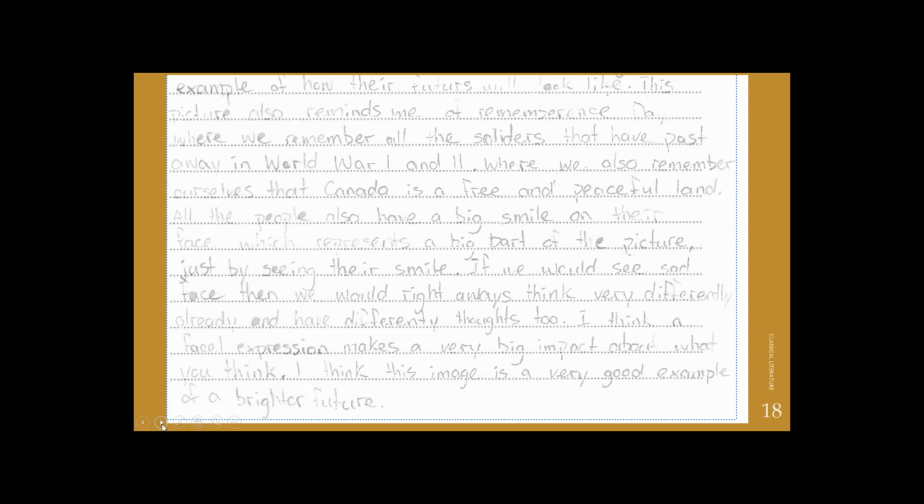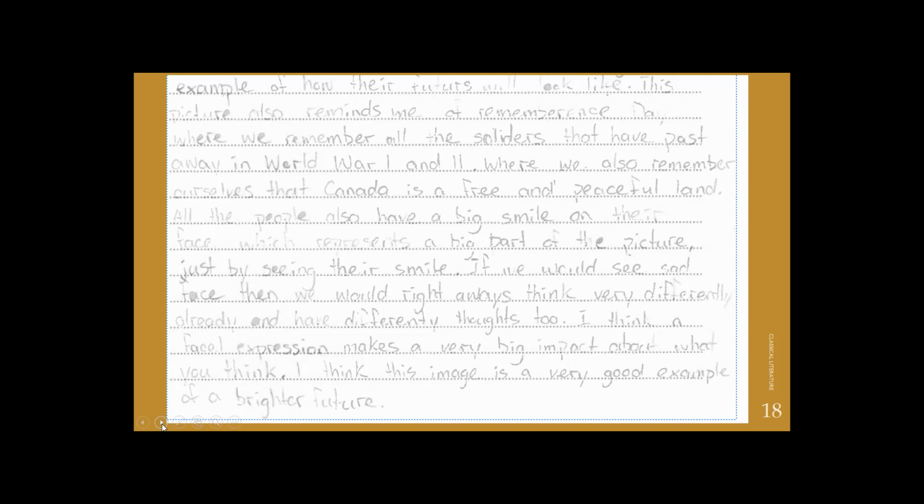This picture also reminds me of Remembrance Day, where we remember all the soldiers that have passed away in World War I and II, where we also remember ourselves that Canada is a free and peaceful land. All the people also have a big smile on their face, which represents a big part of the picture. Just by seeing their smile. If we would see sad faces, then we would right away think very differently and have different thoughts. I think a facial expression makes a very big impact about what you think.